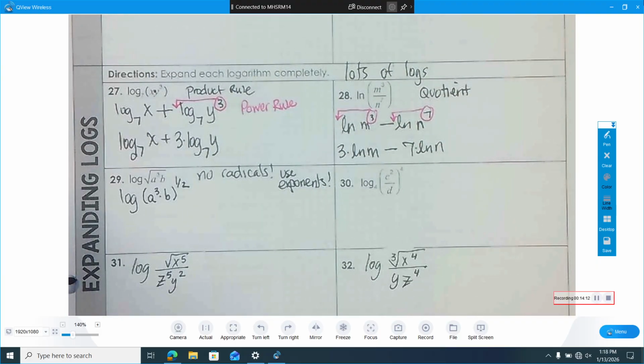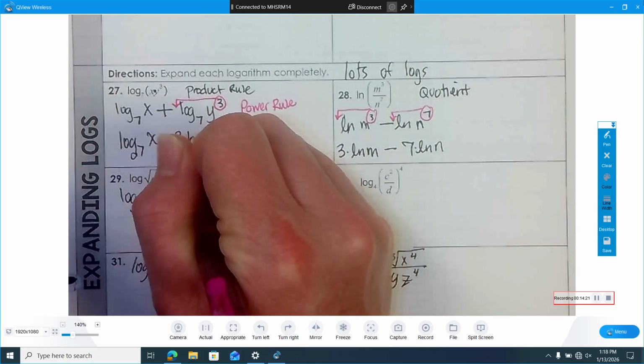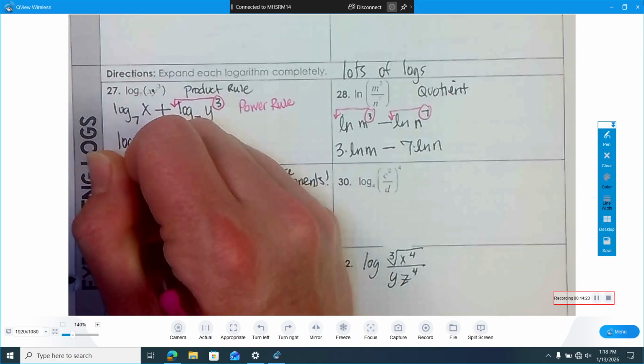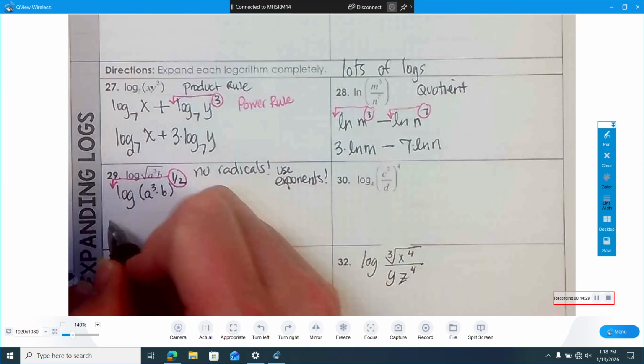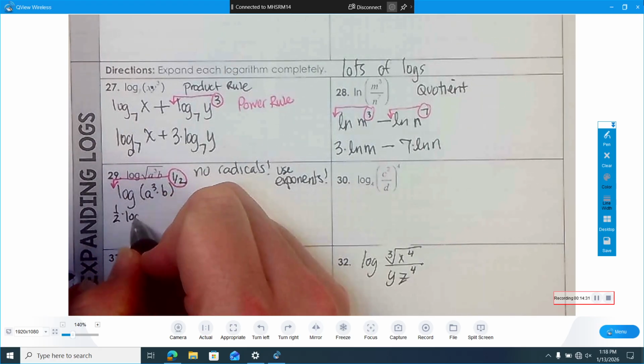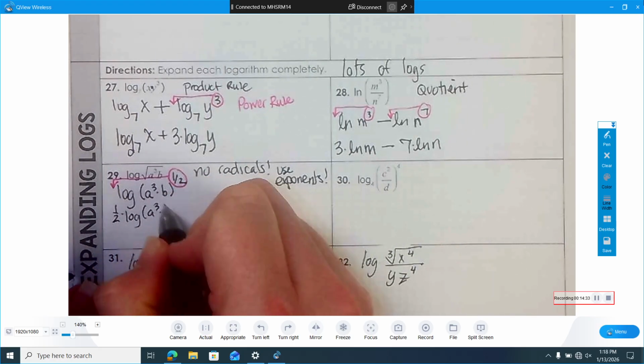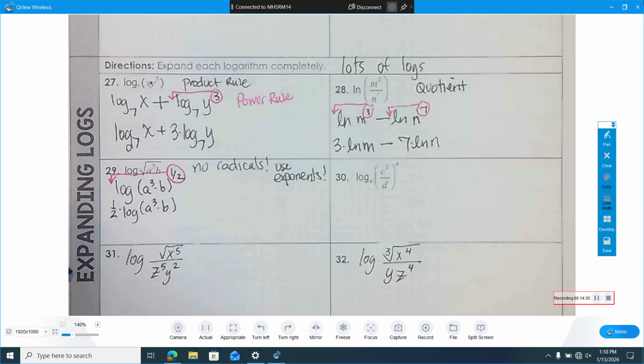So, gosh, what are we going to do first here? We got to move the 1/2 first, because it's on the outside, the outermost thing there. So I'm going to move that 1/2. That's a power play. Going to drop that in front. And what do we get? Good. 1/2 log of a cubed b.